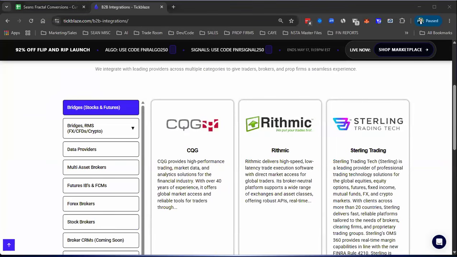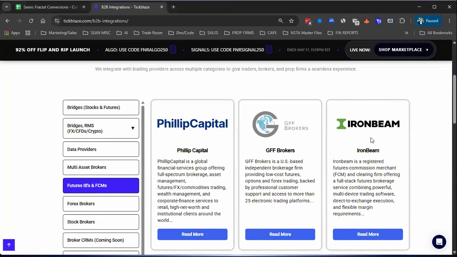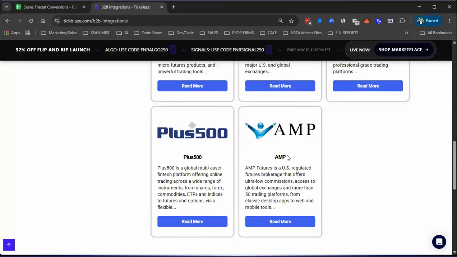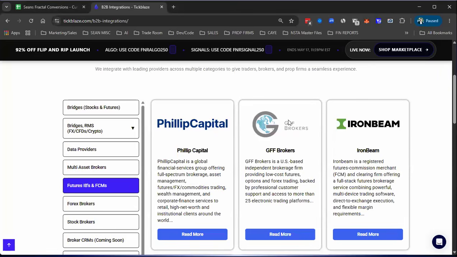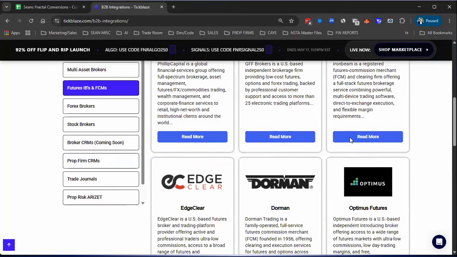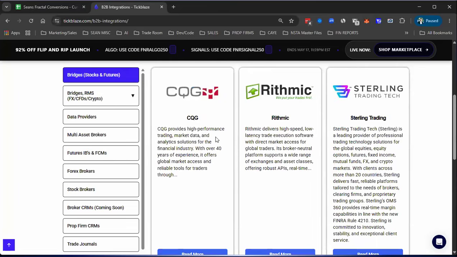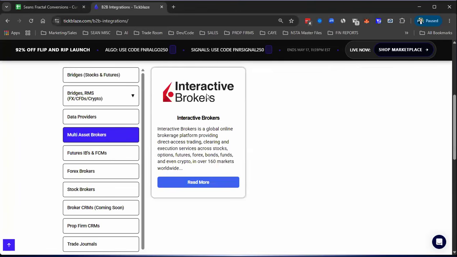What this means is that all of the brokers that use CQG and Rhythmic for futures are here. These are your brokers. So if you're going to have a futures trading account, these are all the brokers that you can have an account with, and we can support. So if you have an account with AMP Futures or Plus 500 or Edge Clear or Iron Beam or GFF or Phillip, whatever that is, yeah, we can support it, because all of these brokers use CQG or Rhythmic to clear. If you want to use a multi-asset broker, we work with Interactive Brokers.